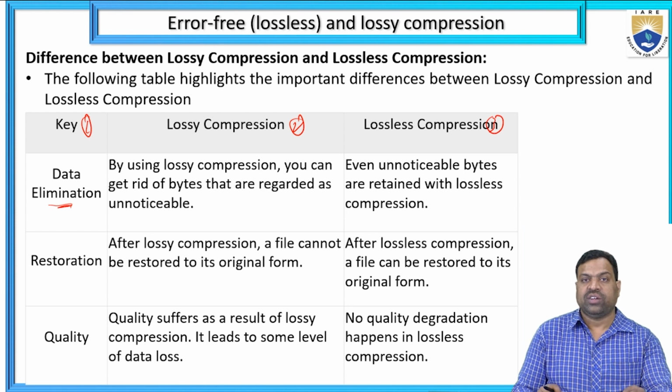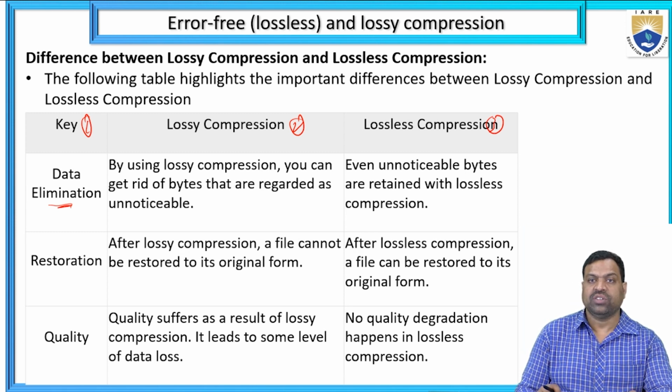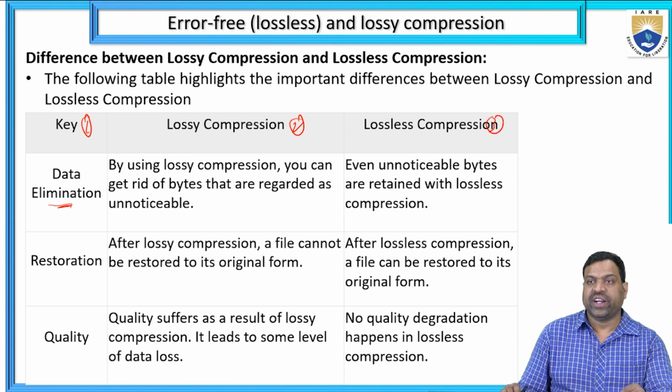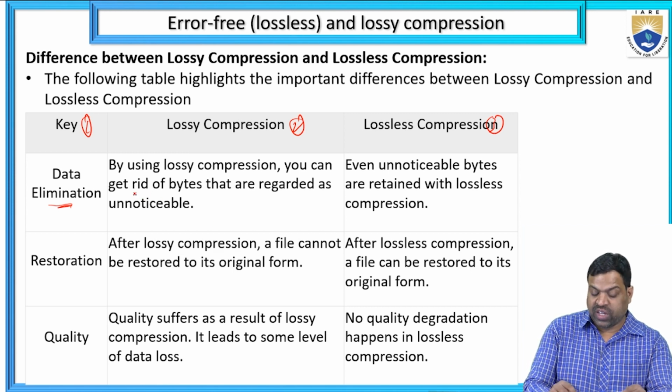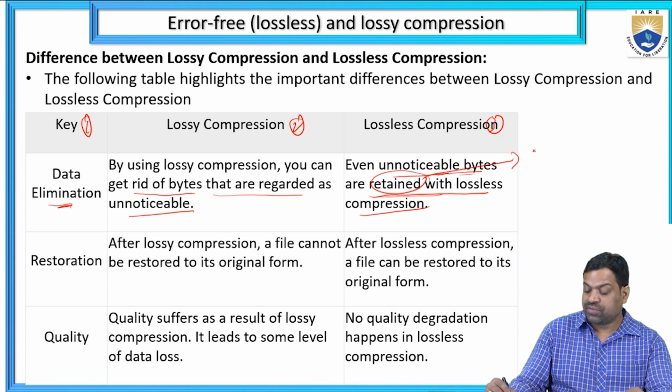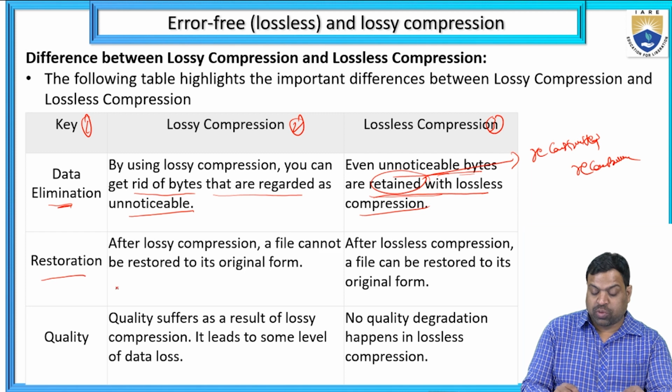In data elimination with lossy compression, we can get rid of bytes that are regarded as unnoticeable. But when we are going for lossless, the unnoticeable bytes are retained with lossless compression. Okay, so it is a read bytes of data. Maybe the loss is there. Unnoticeable bytes are retained. Retained means reverse back. Okay, so reconstructed or recompressed.